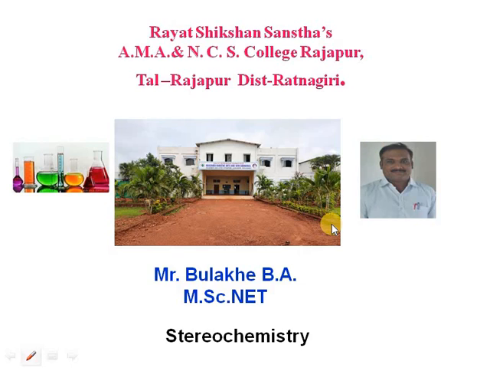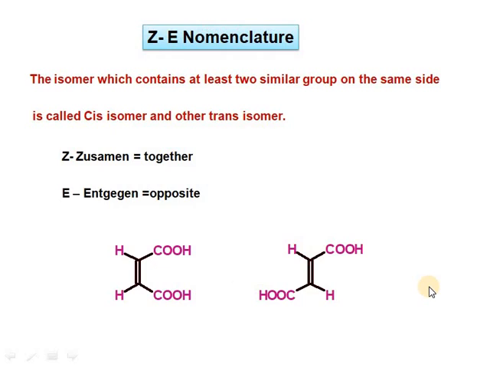Welcome, students. In today's lecture we have discussed the topic of stereochemistry. In this topic we have learned the Z and E nomenclature, which is based on the cis and trans forms of geometrical isomers.